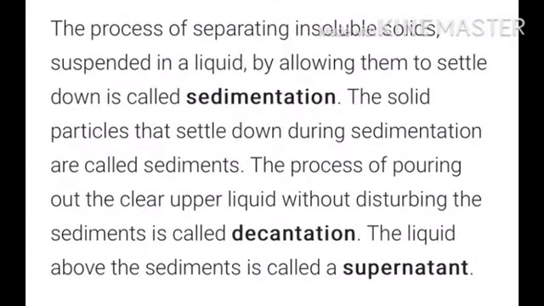The process of separating insoluble solid suspended in a liquid by allowing them to settle down is called sedimentation. The solid particles that settle down during sedimentation are called sediments. The process of pouring out the clear upper liquid without disturbing the sediment is called decantation.